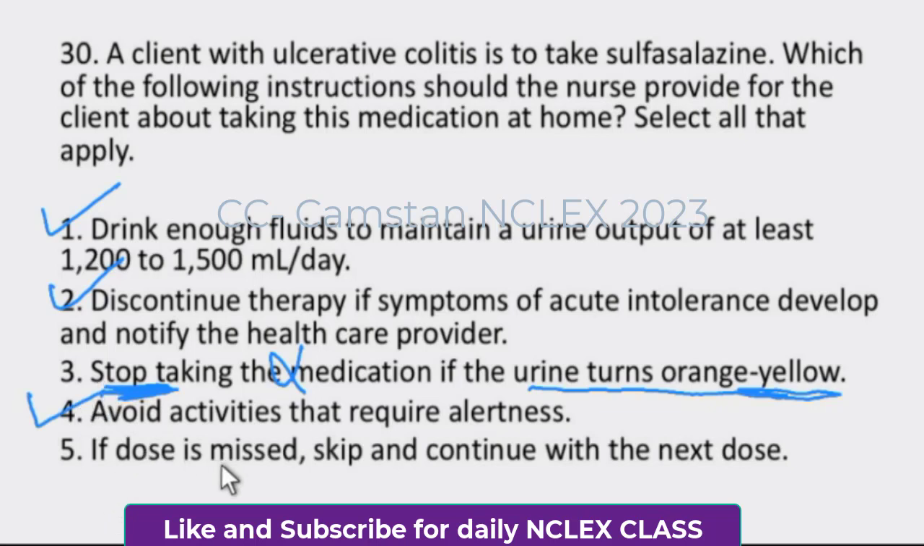Fifth one is if dose is missed, skip and continue with the next dose. Well, if a client misses a dose, he can take it as soon as he remembers it, unless it is almost the time for the next dose. Are you getting it? But if it is the next time of the dose, then he should just take the next dose and leave the forgotten one, right? So fifth one is wrong. So the correct options are the first one, the second one, and the fourth one.